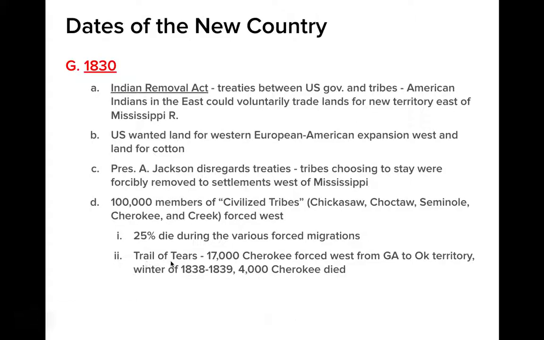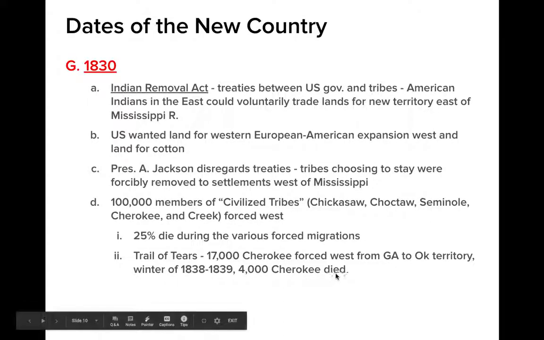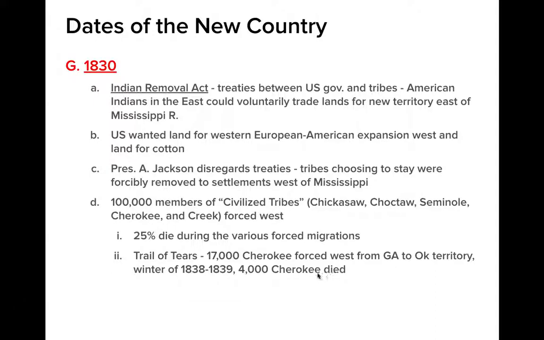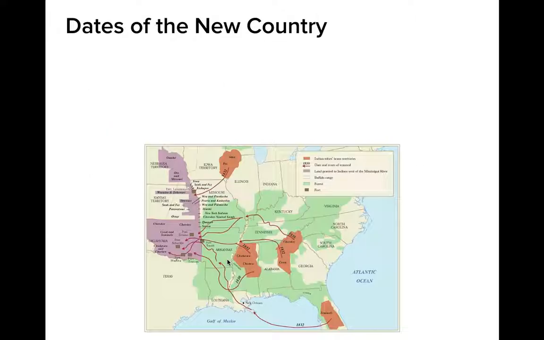And you have something called the Trail of Tears. This is where 17,000 Cherokee were forced west from Georgia to Oklahoma Territory during the winter of 1838 and 1839. 4,000 Cherokee died during the Trail of Tears. This is particularly challenging because the Cherokee went to great lengths to adapt to white ways of living and to live within the confines set up by the U.S. government. So they tried to work with the U.S. government, but they were still forcibly removed by the thousands.